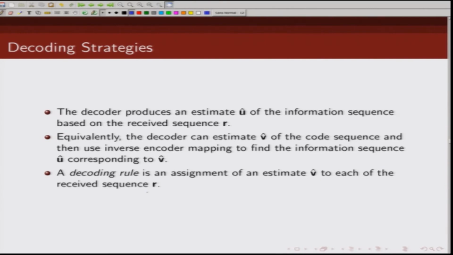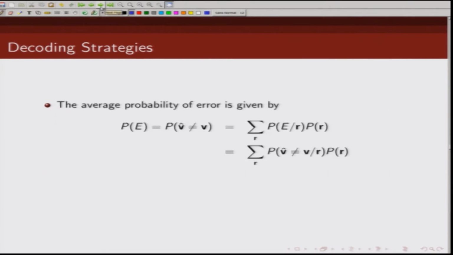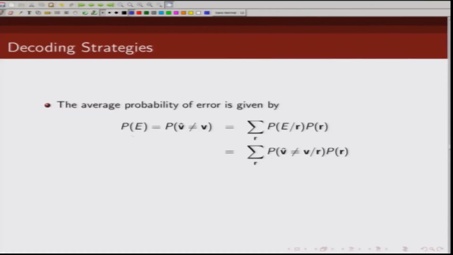So, we have to decide what rule or what logic we should use when we get a receive sequence R, and how we assign that receive sequence R to any particular code word. Now, one of the policies we can use is to minimize the probability of error. Now, when does an error occur? When my decoded sequence is not the same as my transmitted sequence. So, my probability of error is given by the probability that my estimated sequence, which I denote by V hat, is not the same as V.